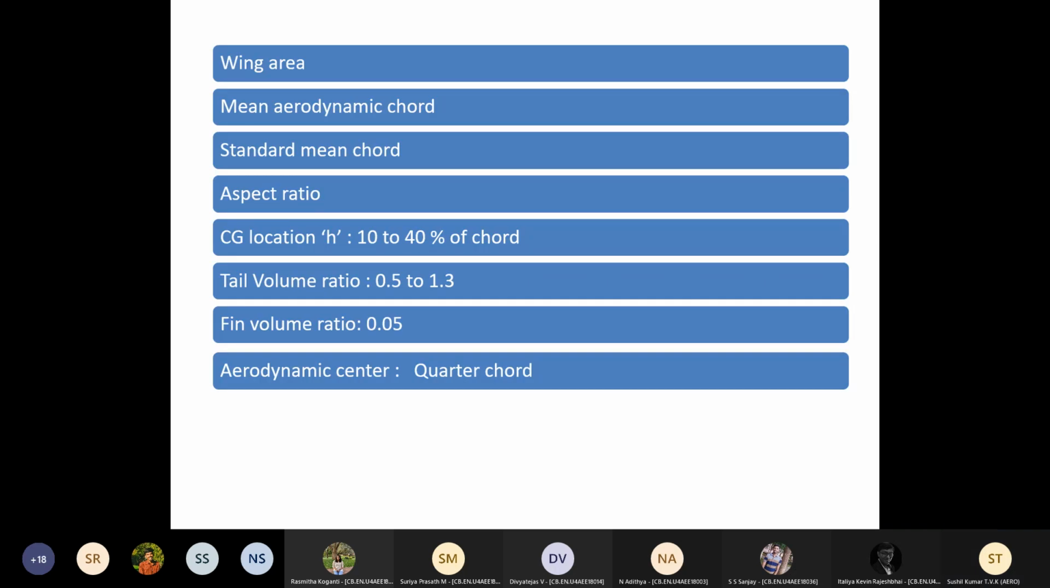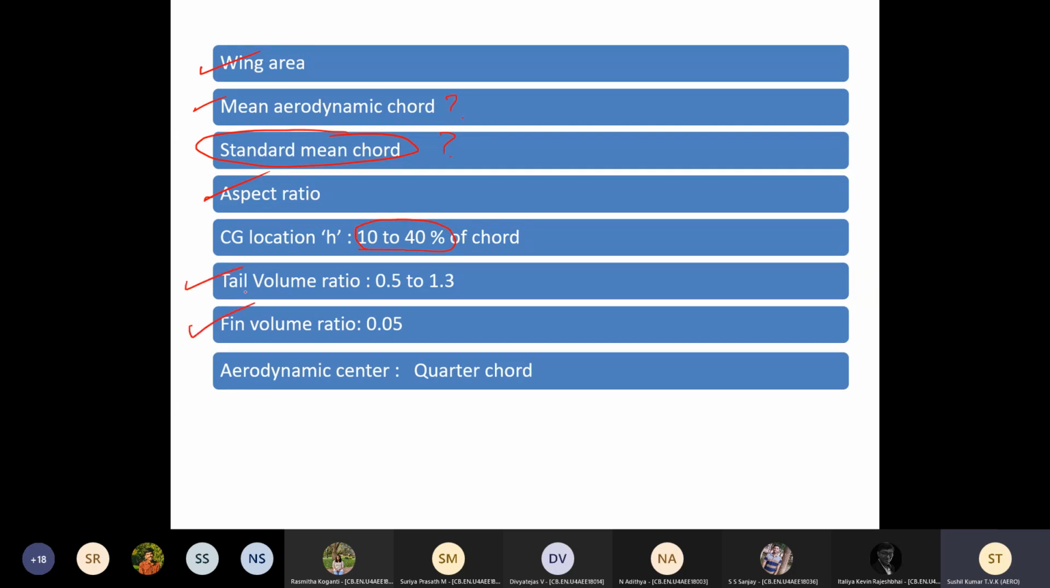These are things which should be at your fingertips: wing area, mean aerodynamic chord. Then there is standard mean chord. Find out what is the difference between these two. Aspect ratio. CG location, generally it's 10 to 40% of the mean aerodynamic chord. All ballpark figures, especially for your interviews, and even when you are calculating for your avionics lab, you just have to cross-check whether it is lying somewhere in this range.